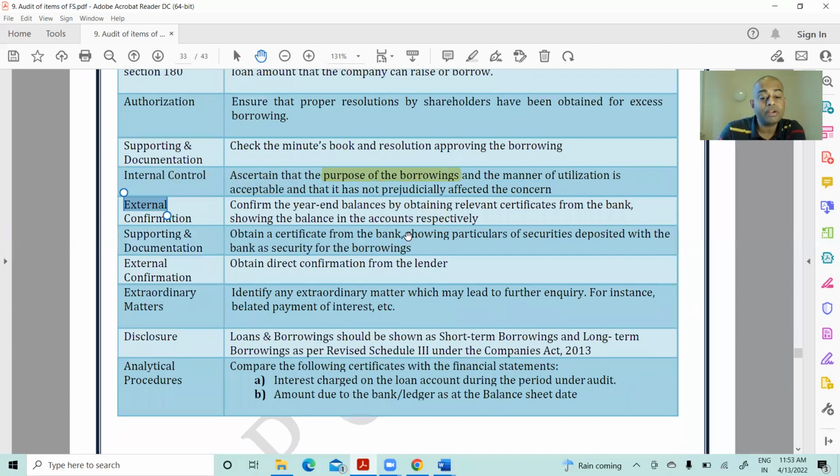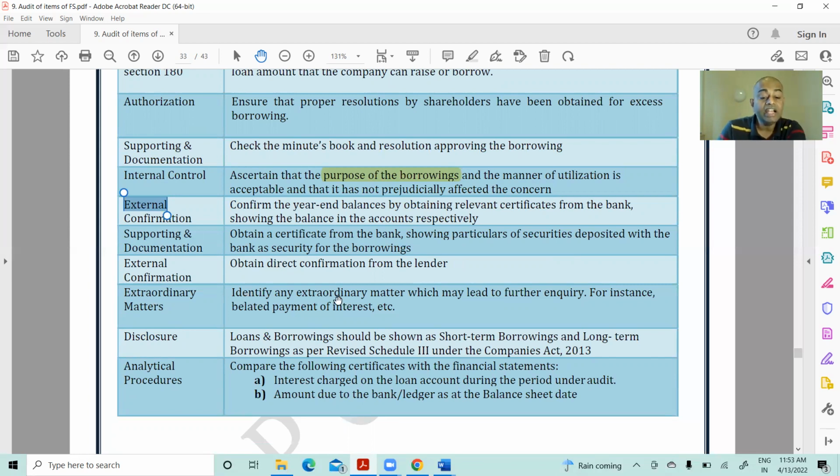Then supporting and documentation. Obtain a certificate from the bank showing particulars of securities deposited. So HDFC Bank will also give in writing to the auditor stating that, yes, we have given 22 crores loan to this particular company on the basis of so and so security. These are the properties given to us as security. And the security is registered. The mortgage is registered. All these things. Then external confirmation, obtain direct confirmation from the lender, that we have already seen.